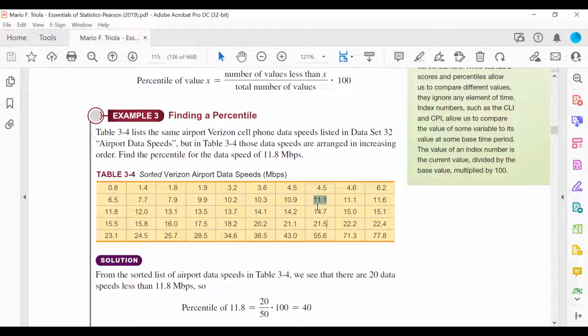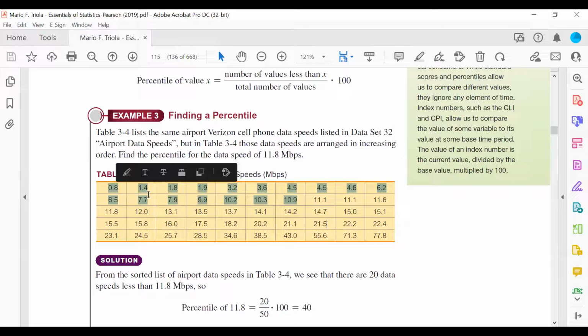Let's count them. How many are before? 10, 11, 12, 13, 14, 15, 16. There are 17. There are 17 numbers before the first 11.1 appears. So I'm going to do 17 divided by 50, and I'm going to multiply by 100. You can count the blue. The blue that I have highlighted are the numbers that you got to count because they are smaller than 11.1. Right, and so I record it.